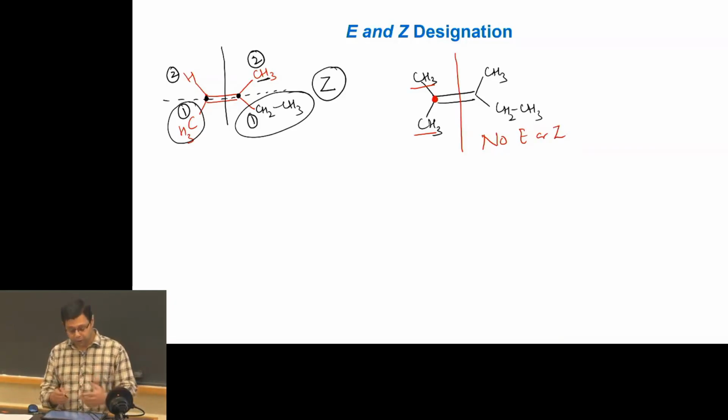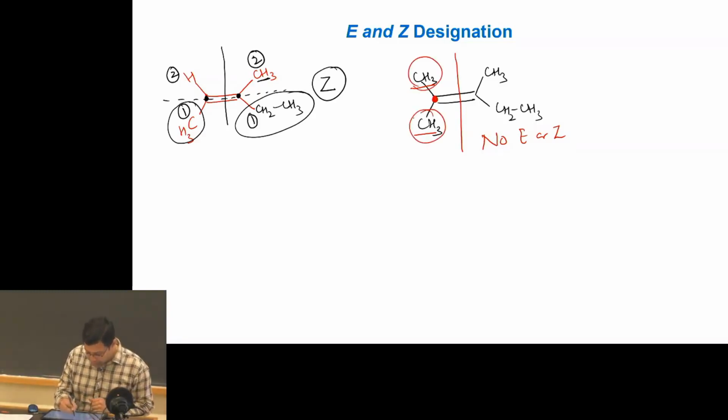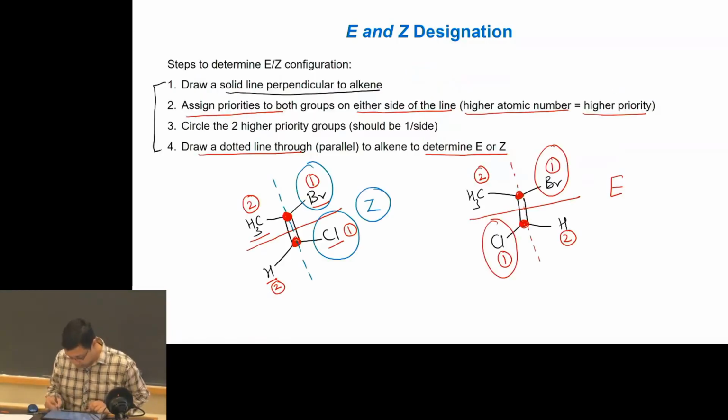E and Z is possible when the carbon of the double bond is attached to different groups. Here both the groups are CH3. You can't give priorities to those. They are the same groups, right? So there's no E and Z for that molecule, right? Let's take another example.